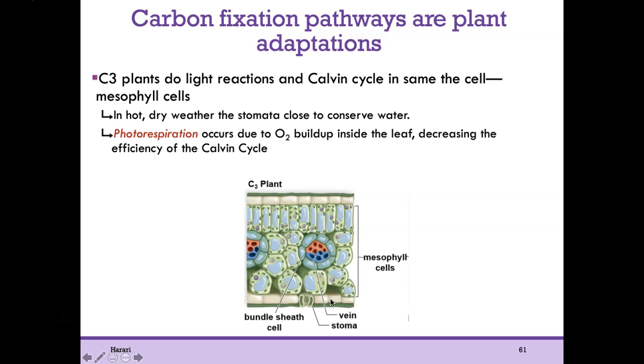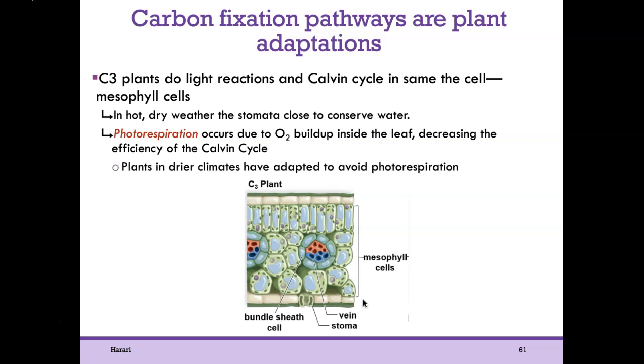But that creates an issue. Photorespiration occurs because oxygen continues to build up inside the leaf because it can't leave. And when oxygen accumulates inside of the leaf, that decreases the efficiency of the Calvin cycle. It actually competes with carbon dioxide for rubisco. And that really wastes a lot of ATP and NADPH with photorespiration. So again, C3 plants specifically shut their stomata when it's hot out to prevent water loss, but as a result, they don't do very efficient photosynthesis when it's hot and dry out.